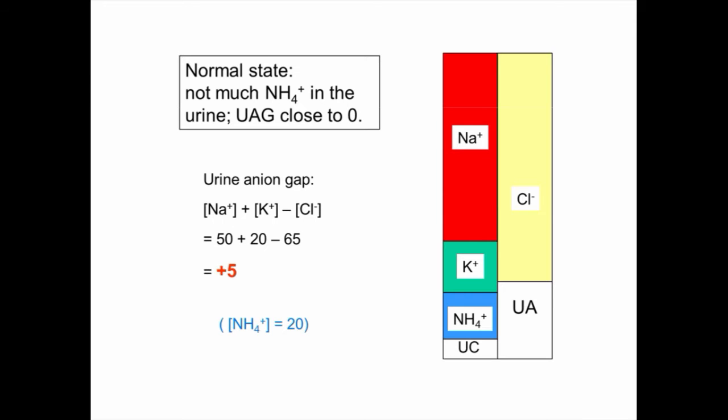In a normal state, urine ammonium is present in small amounts and the urine anion gap is close to 0. Here, in milliequivalents per liter, the urine sodium is 50, potassium is 20, chloride is 65, and ammonium is 20. And the urine anion gap, sodium plus potassium minus chloride, indicated by this small area, is plus 5.